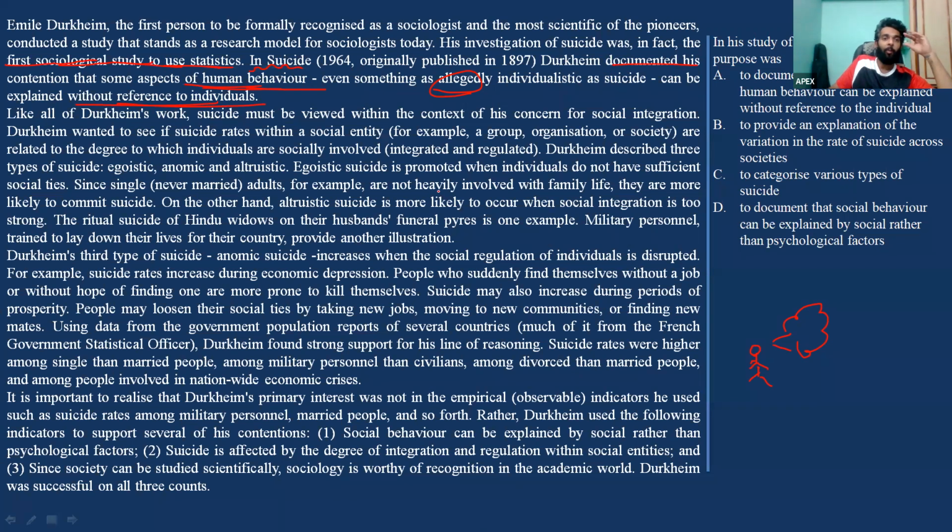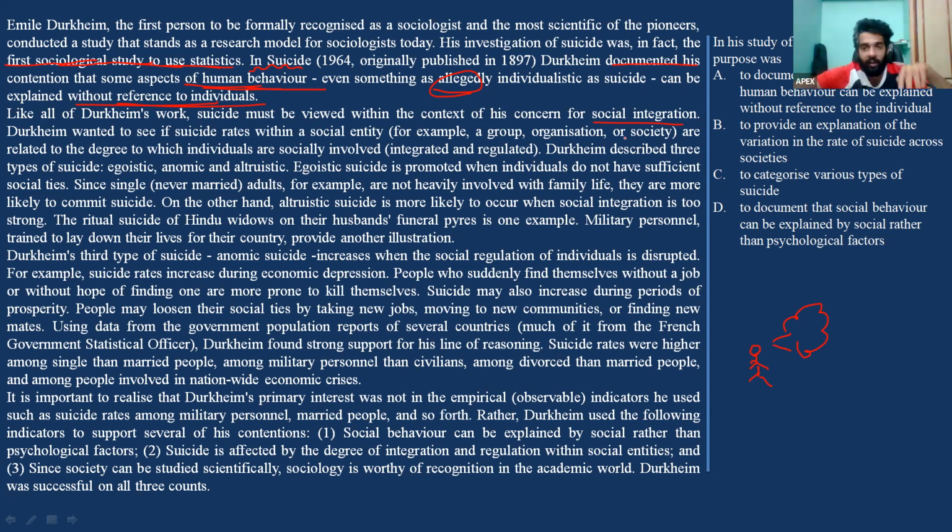Okay, so what did he basically do? He went into viewing suicides in the context of social integration. Yes, so what is social integration? How cohesive are you with other people? All right. So in a group, maybe an organization or a society, even you people at Apex coaching, how cohesive are you with each other? That's a measure of social integration. All right. So he's already explained it there.